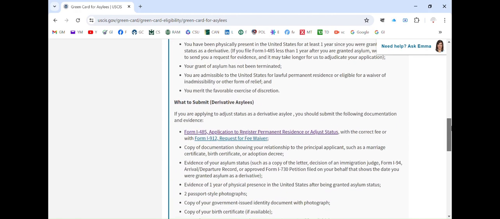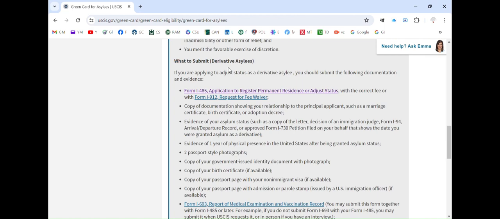So what to submit by a derivative asylee? Form I-485. But if you do not want to pay the fee, then I-912, but this is not something encouraged, and I do not encourage you to do that. Copy of documentation showing your relationship to the principal applicant, such as marriage certificate, birth certificate, or adoption decree. These are the documents that prove that the principal asylee is related to you, as a spouse or parent.